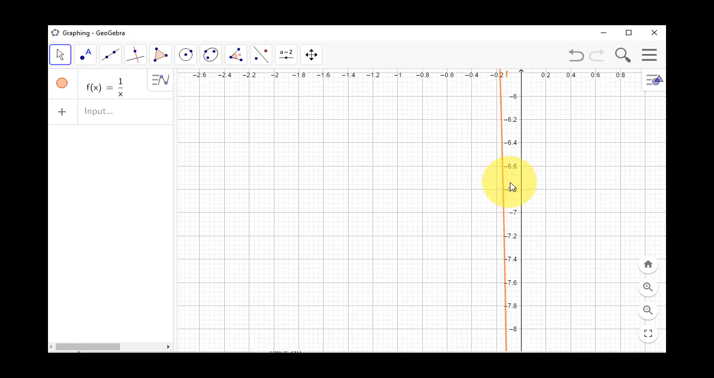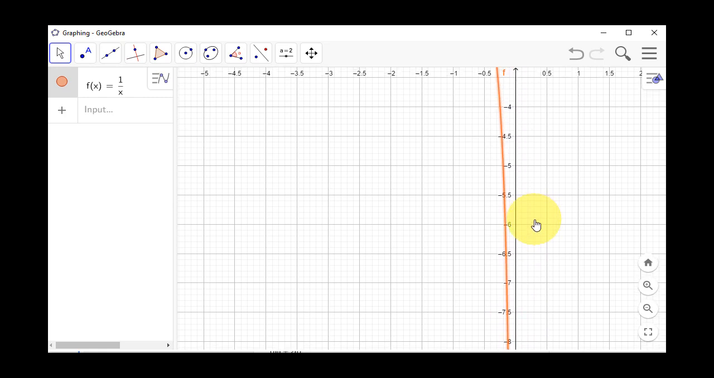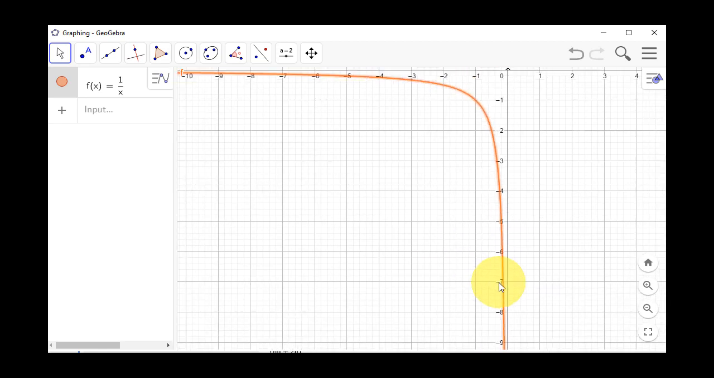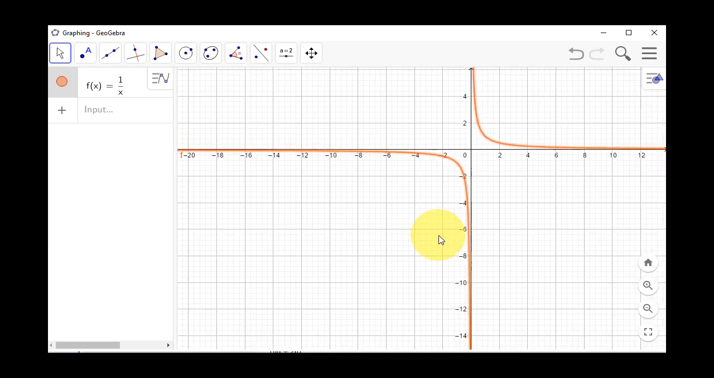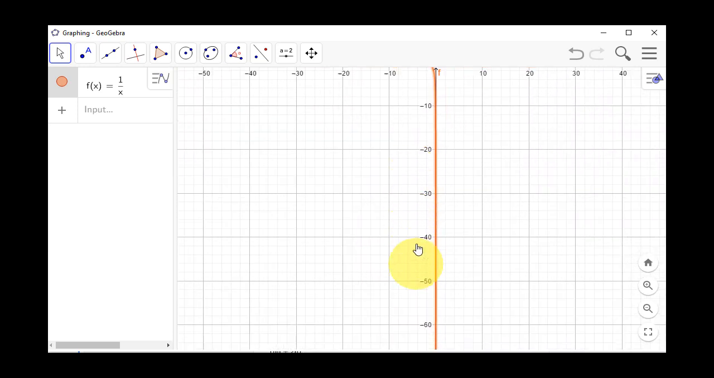What is that telling me? It doesn't matter how close I get to 0, I'm going to get a lower value here in y. And that's going to be my infinity point. If I look at this graph, it doesn't have a limit.